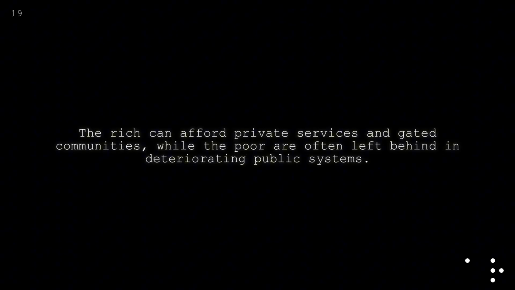Moreover, overpopulation exacerbates social inequalities. In overcrowded regions, access to basic services such as education, healthcare, and even security becomes highly unequal. The rich can afford private services in gated communities, while the poor are often left behind in deteriorating public systems. This growing divide fuels social unrest, crime, and political instability, creating a vicious cycle that is difficult to break.